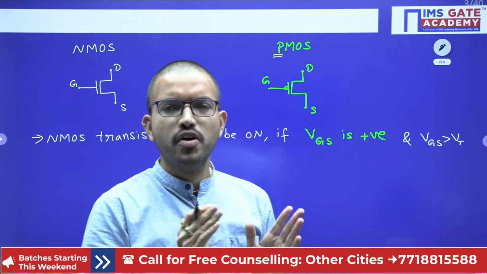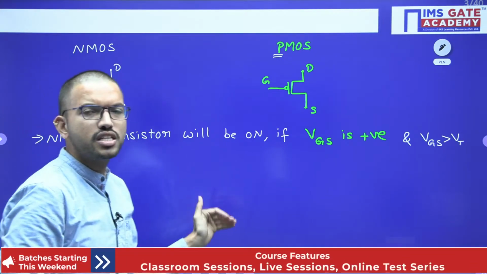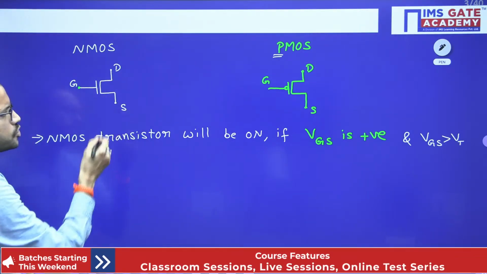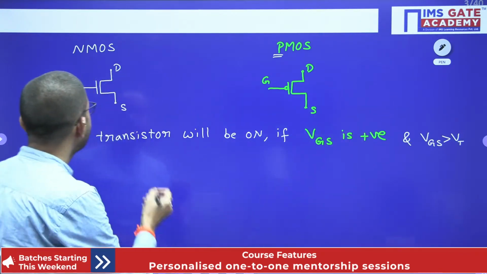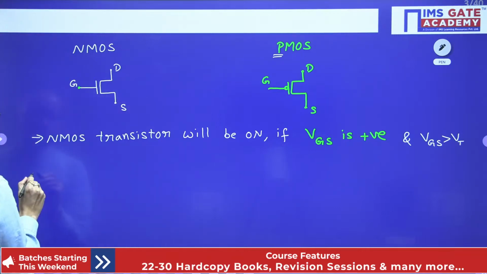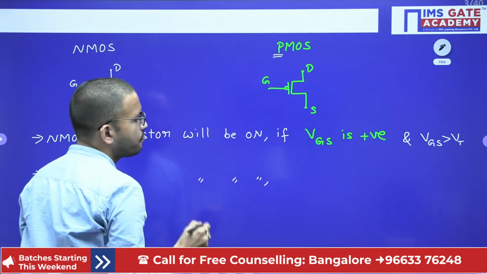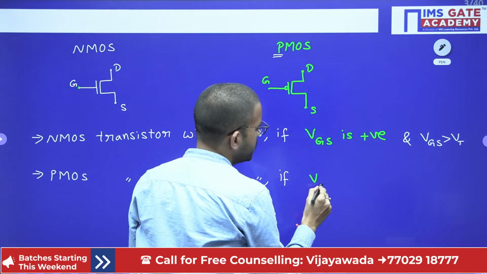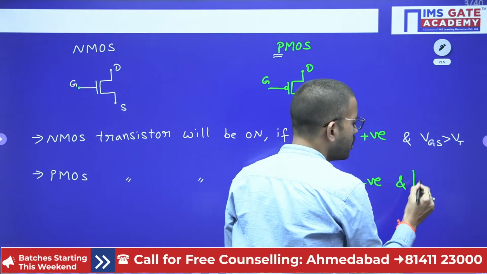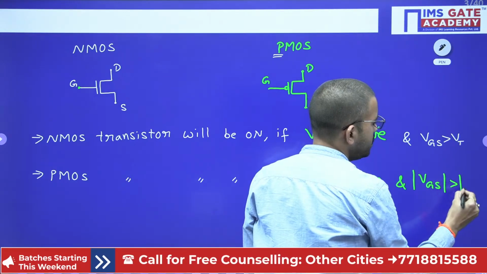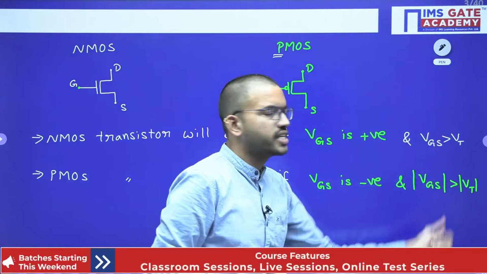Just like a diode, where you consider 0.7 volt or 0.6 volt, if you apply an input voltage more than that cut-in voltage, then only the diode will conduct. In a similar way, for the transistor, if you apply a voltage difference between gate and source more than the threshold voltage, then only the transistor will conduct. Similarly, the PMOS transistor will be on if the gate to source voltage is negative, and the modulus of VGS is greater than the modulus of VT. When you take the modulus, it becomes positive, so that value is greater than the modulus of the cut-in voltage.